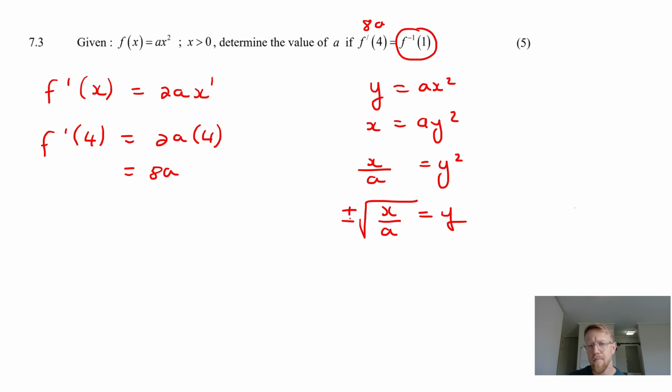Now, the minus one is not going to be valid. Let me explain why. They told us in the very beginning that the domain restriction is x is greater than 0. So for the inverse, remember x and y change. So for the inverse, that would say y must be greater than 0. Because remember, when you do inverses, x and y change place. And so they're saying that the y values must be greater than 0. So the y values must be positive. So we're saying here that y is equal to positive and negative of this.